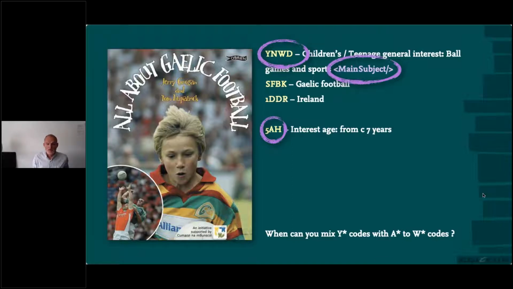And then, for example, with this book, you can add an adult code because there is no subject code for Gaelic football inside the Y section. So we're giving that extra level of detail that's really important. But remember, the 5AH in this case also applies to the SFBK. So you can use A to W codes with Y when you want to give that extra level of detail. There's no point doubling. So there's no point in also putting in the SF code, which would be the ball games for adults, because that would just be a double.